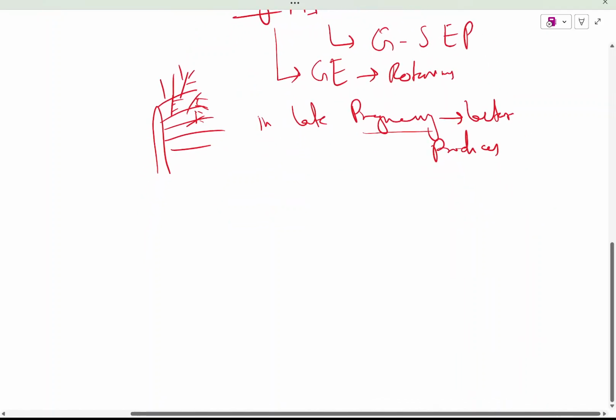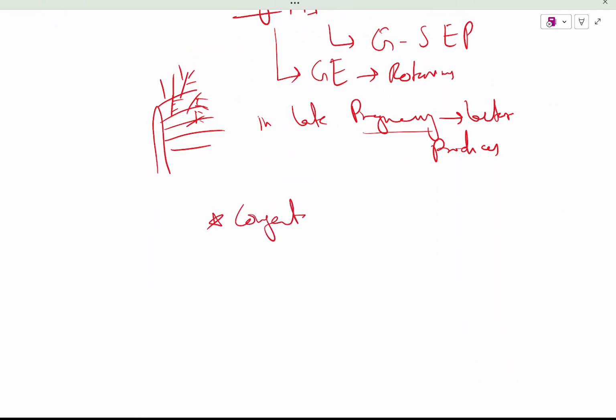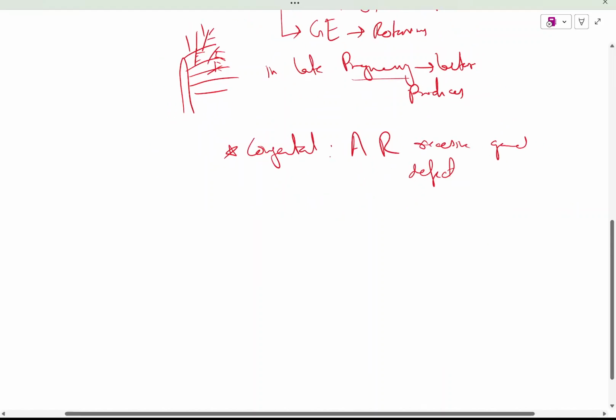So the next cause is congenital disease, in those diseases where an autosomal recessive gene defect is present. It's a very rare cause. So if you don't remember it, it's okay.